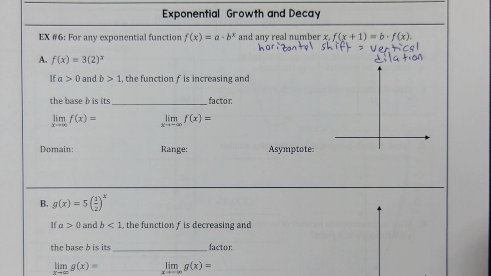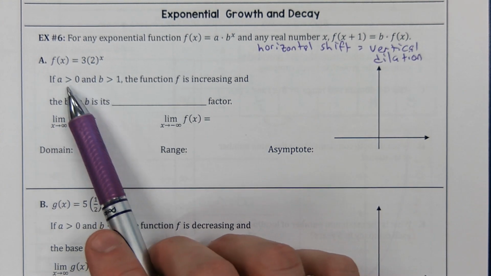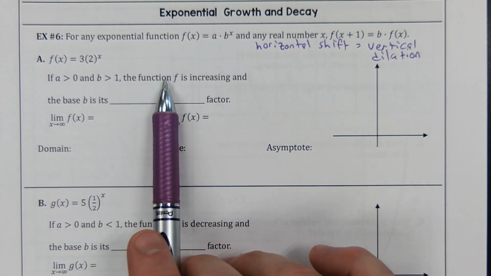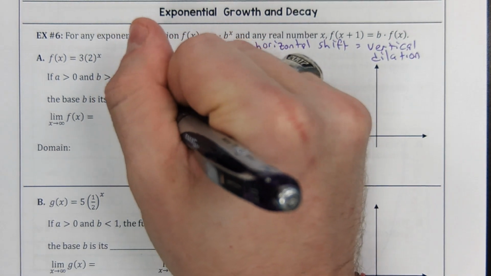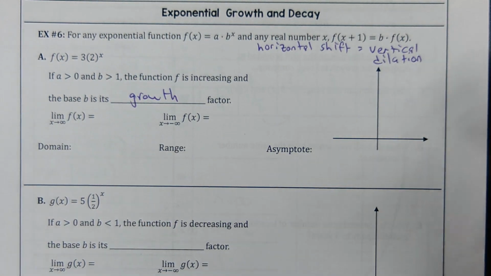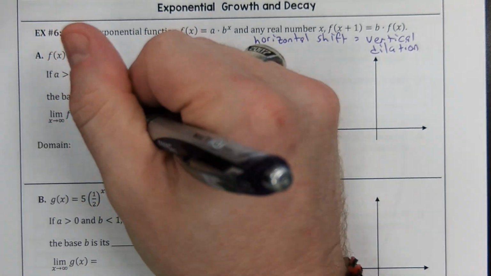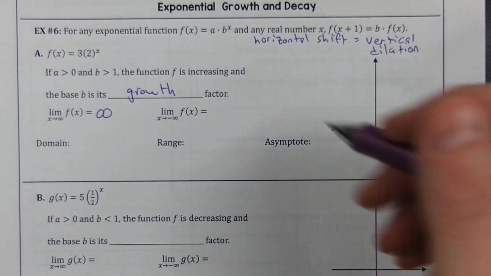Alrighty. Because a was a positive number and b is bigger than 1, we know f is increasing and the base b is its growth factor. We know because it's growing as x gets bigger, f of x gets bigger. And because it's exponential, we know as x gets smaller, what's my y value going to approach? 0.